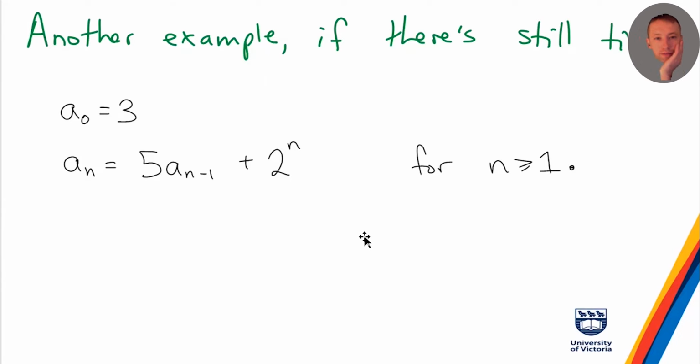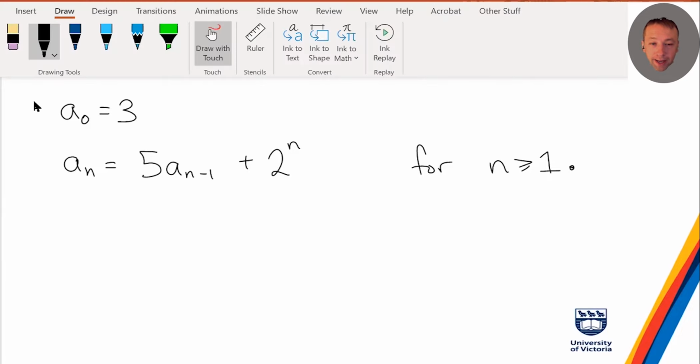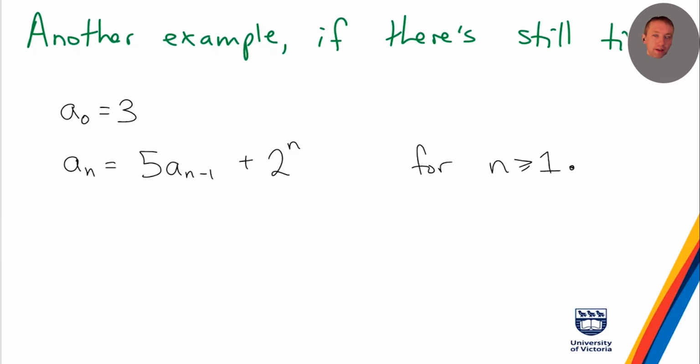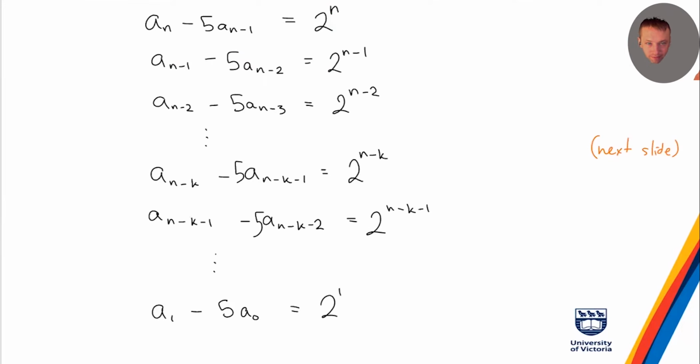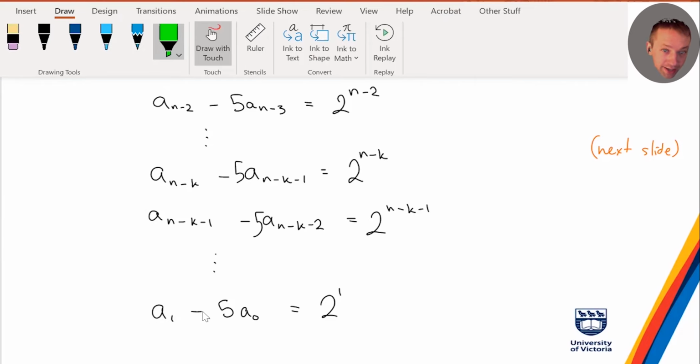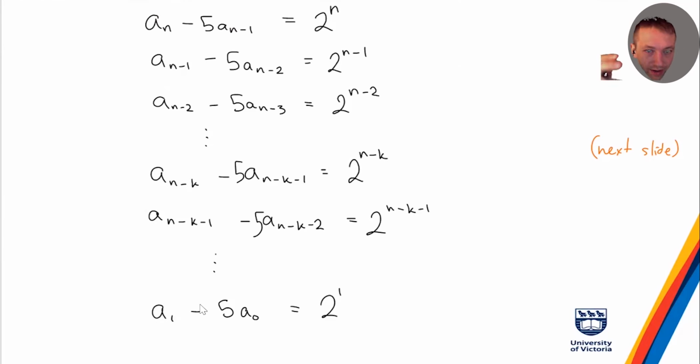So suppose a0 is 3, and an is 5 times an minus 1 plus 2 to the n. So let's try to solve this using the same trick. My first step, as usual, is to write down the recurrence for an minus 1, an minus 2, all the way down until I reach the smallest one that works, which is a1 minus 5a0. I can't go further than this. It doesn't make sense to go further. And now I look at this and I say, does it already telescope? And the answer is obviously no, because I've got 5 of these and I've only got 1 of those.